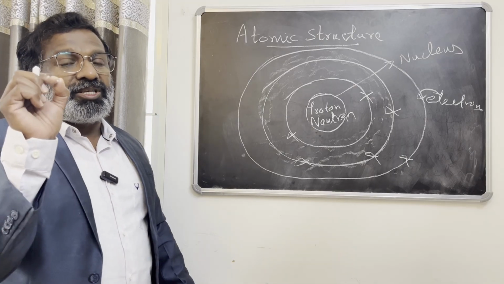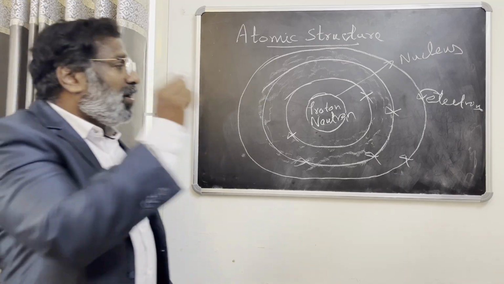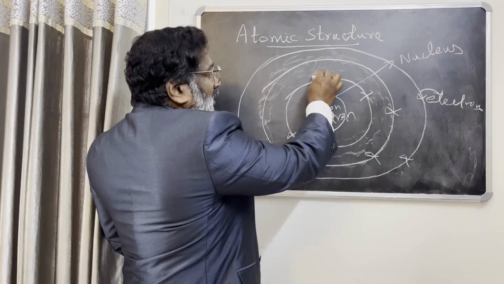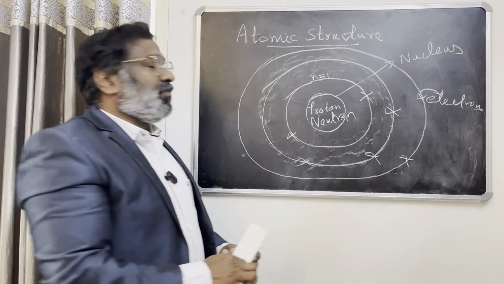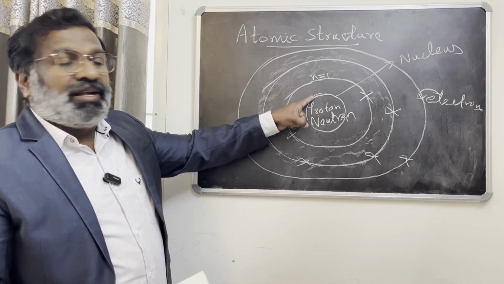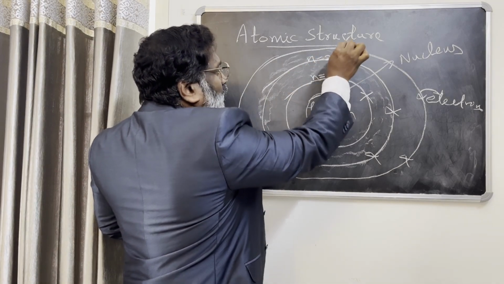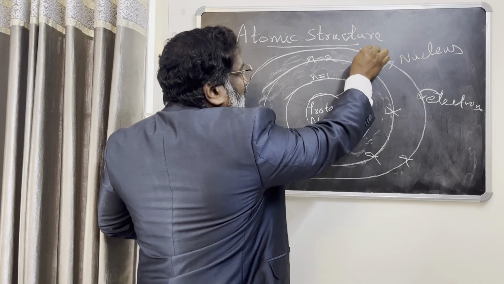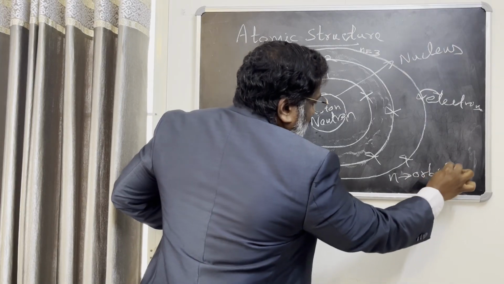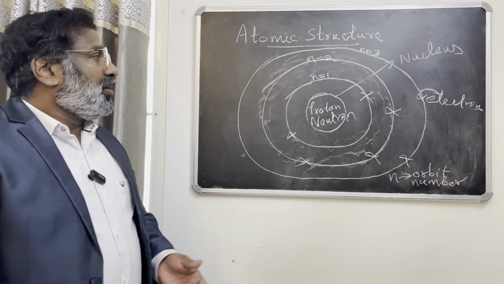And the orbit has an orbit number. So all the orbits are numbered. The orbit which is nearer to the nucleus is the first orbit. N denotes orbit number. So the orbit nearer to the nucleus is the first orbit, n equal to 1. Then the next orbit is n equal to 2. And the next one is n equal to 3. So n denotes orbit number. You got it?